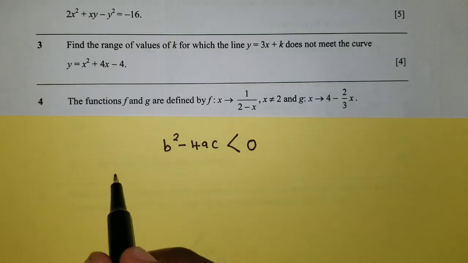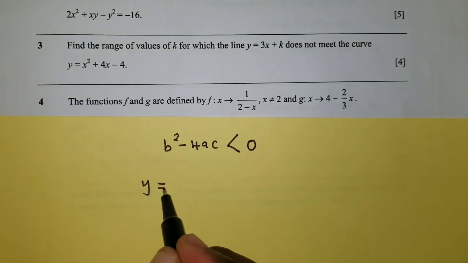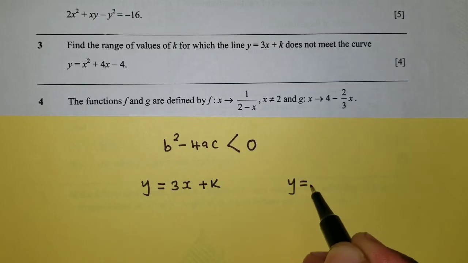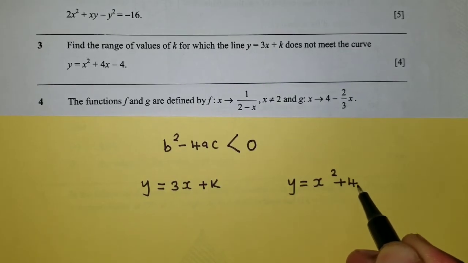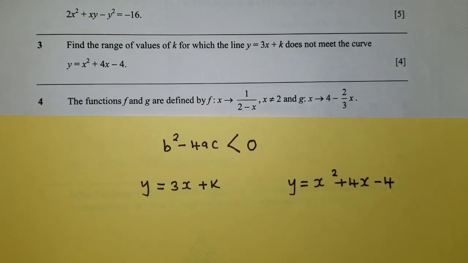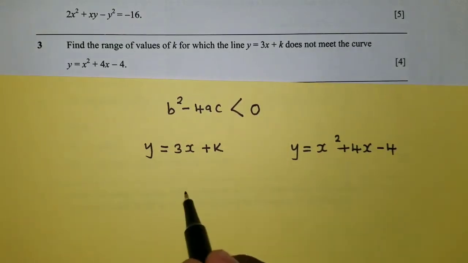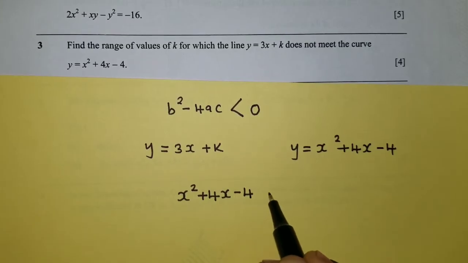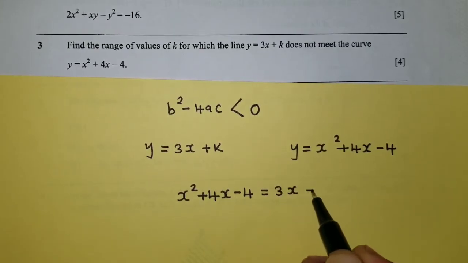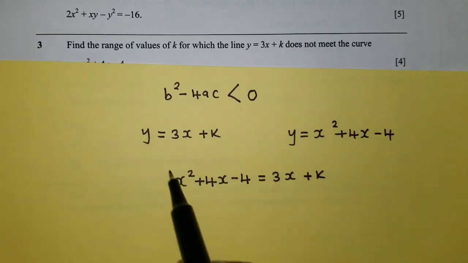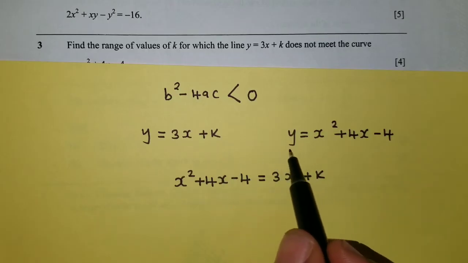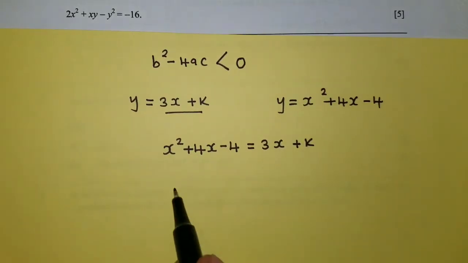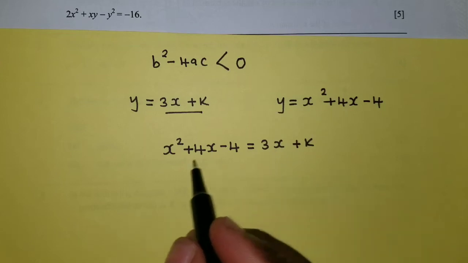So what we're going to do is to copy the given equations. So these are the two given equations. Okay, so after copying, we are going to start with this. We say x power 2 plus 4x minus 4 is equal to 3x plus k. This is because y is equal to this. So you just equate. Where y is, you substitute this. And this is what I've done. Okay. After equating, you make all the terms be on one side.